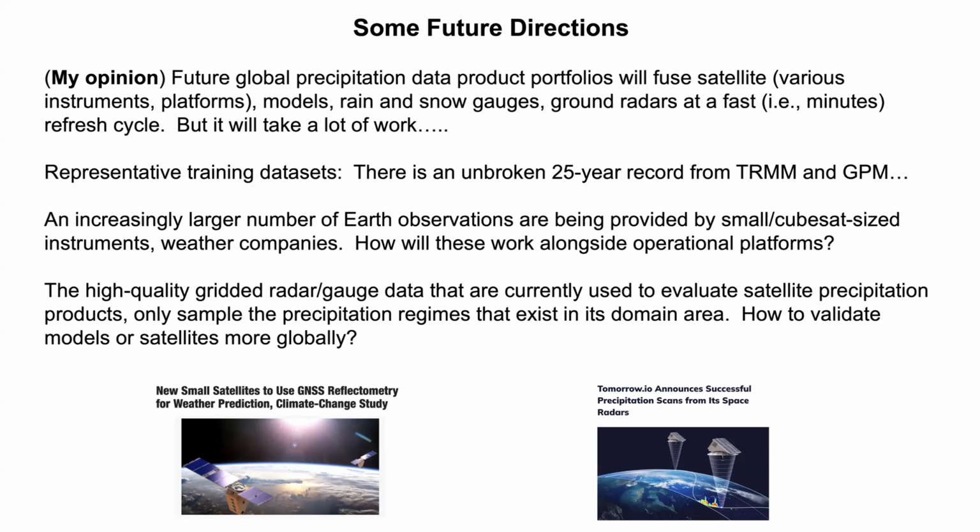And the last thing is in the validation. Right now we're used to using a lot of radar data and gauges over the United States, and it's a very good data set, but it only samples the regimes that exist in the United States and the surrounding waters. So how do we really start to better validate our satellites and models more globally, outside of these regimes? And that's, I think, an open question.